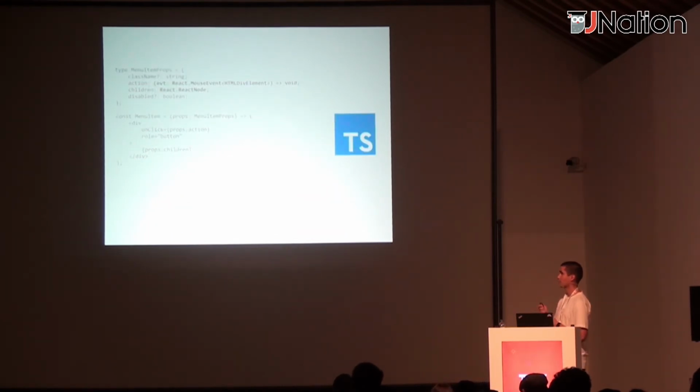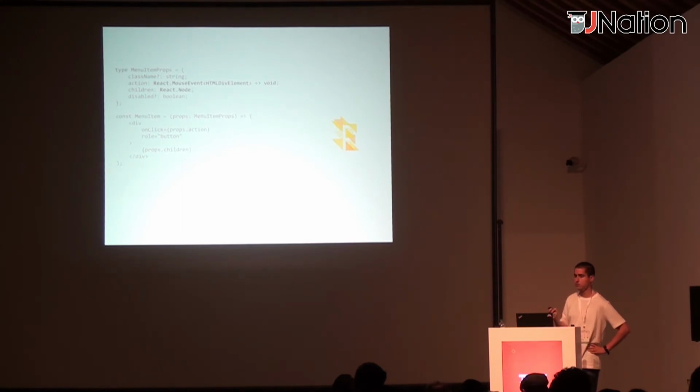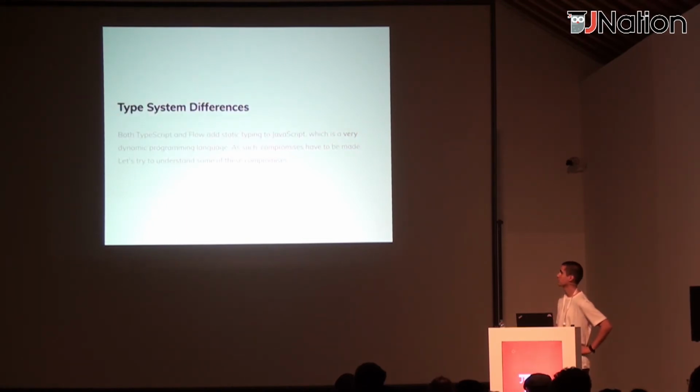In TypeScript, you have to name your arguments of functions. So when we have action up there, you actually have to name the argument of the action function. Whereas with Flow, you can actually just have unnamed function types. But all in all, it's all very similar.